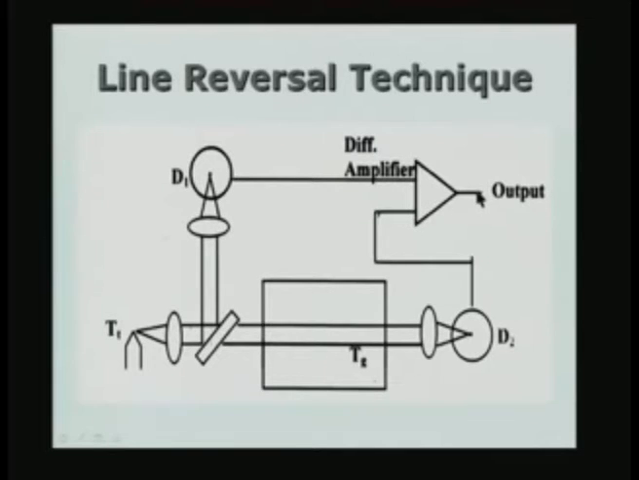So, if the output is positive, then we know that the target is at a temperature higher than the gas temperature. If the output is negative, we know that the target is at a lower temperature than the gas temperature, and when there is a balance between the two, the incipient line reversal takes place. So, the output will swing from the positive side to the negative side, and just when that happens, you have an equality with the temperature. Let me also explain a few more things.